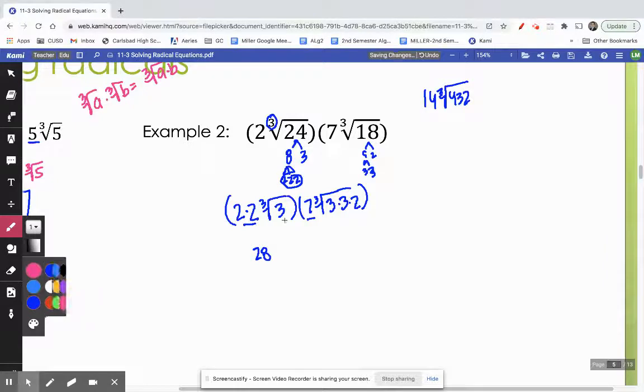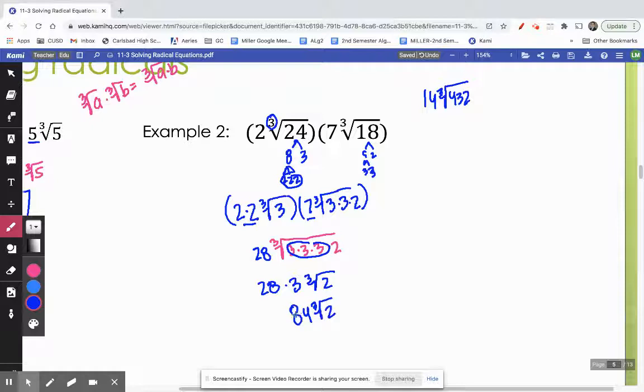And now inside the radicals, I'm going to put this all together. The cube root of 3 times 3 times 3 times 2. And you can kind of see that this is easier now to pull out my groups of 3 of a kind. Okay, there's a group of 3 3s. So one of those comes outside. And then inside the radical, I just have a 2. Last thing is 28 times 3. We have 84 times the cube root of 2.